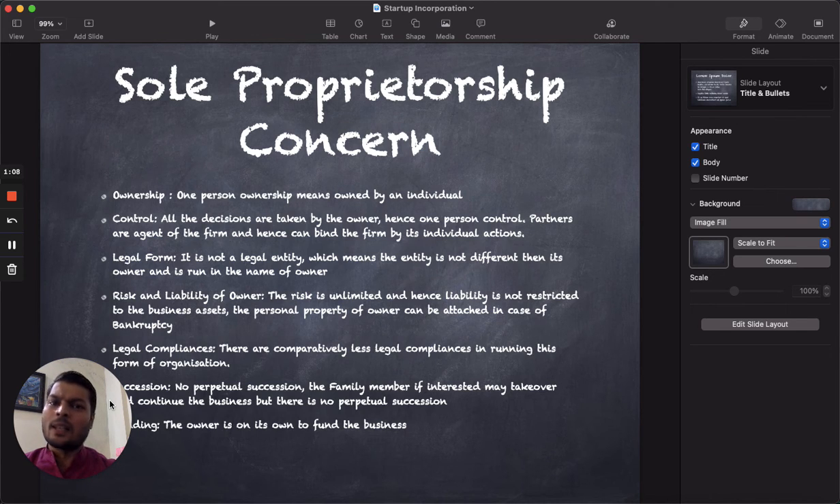Legal compliances are limited. You only need to file a few returns. If there are business-specific compliances, you really need to follow those as well. But otherwise, it's only one income tax return which gets filed in a year. Succession is not perpetual. If something happens to the owner, the business stops.